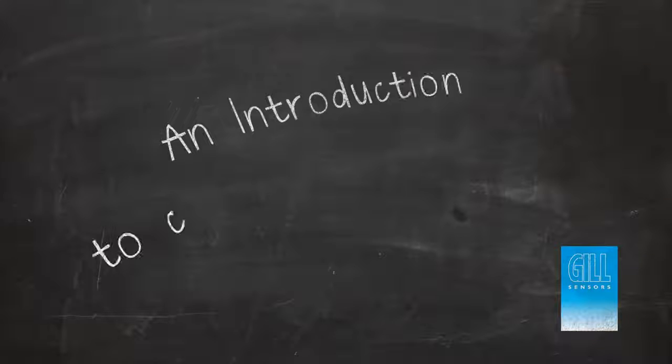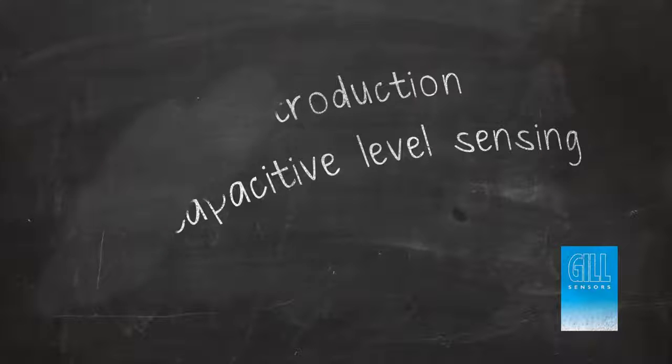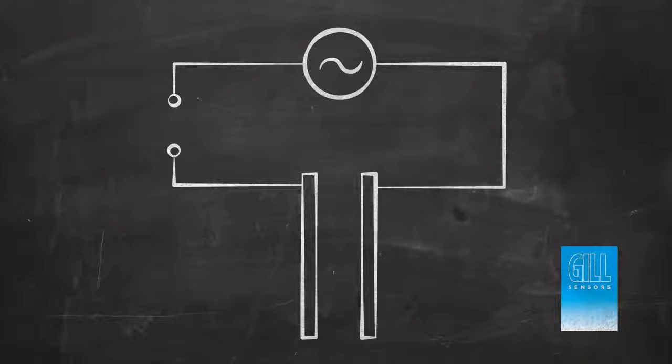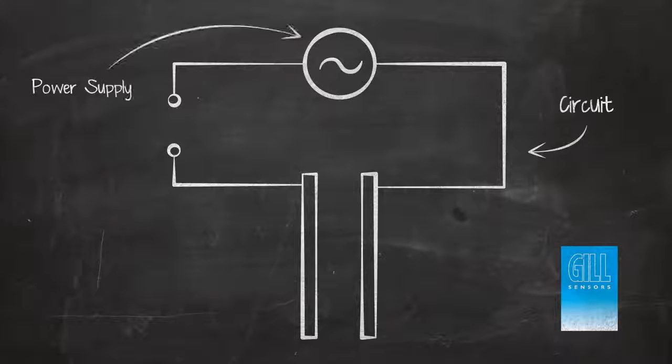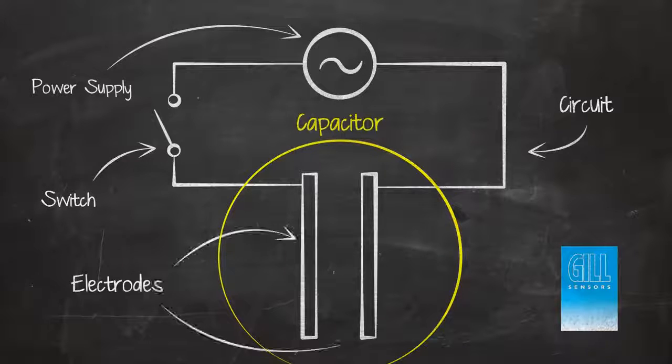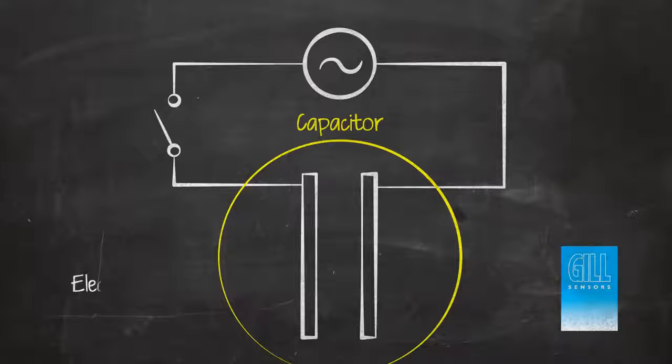An introduction to capacitive level sensing. To explain capacitive level sensing, we must first understand the concept of a capacitor. A capacitor is formed by two electrodes, electrically insulated from each other. The electrodes themselves must be conductive and are typically made from metal. They can be any shape, though two parallel plates are easiest to visualize.